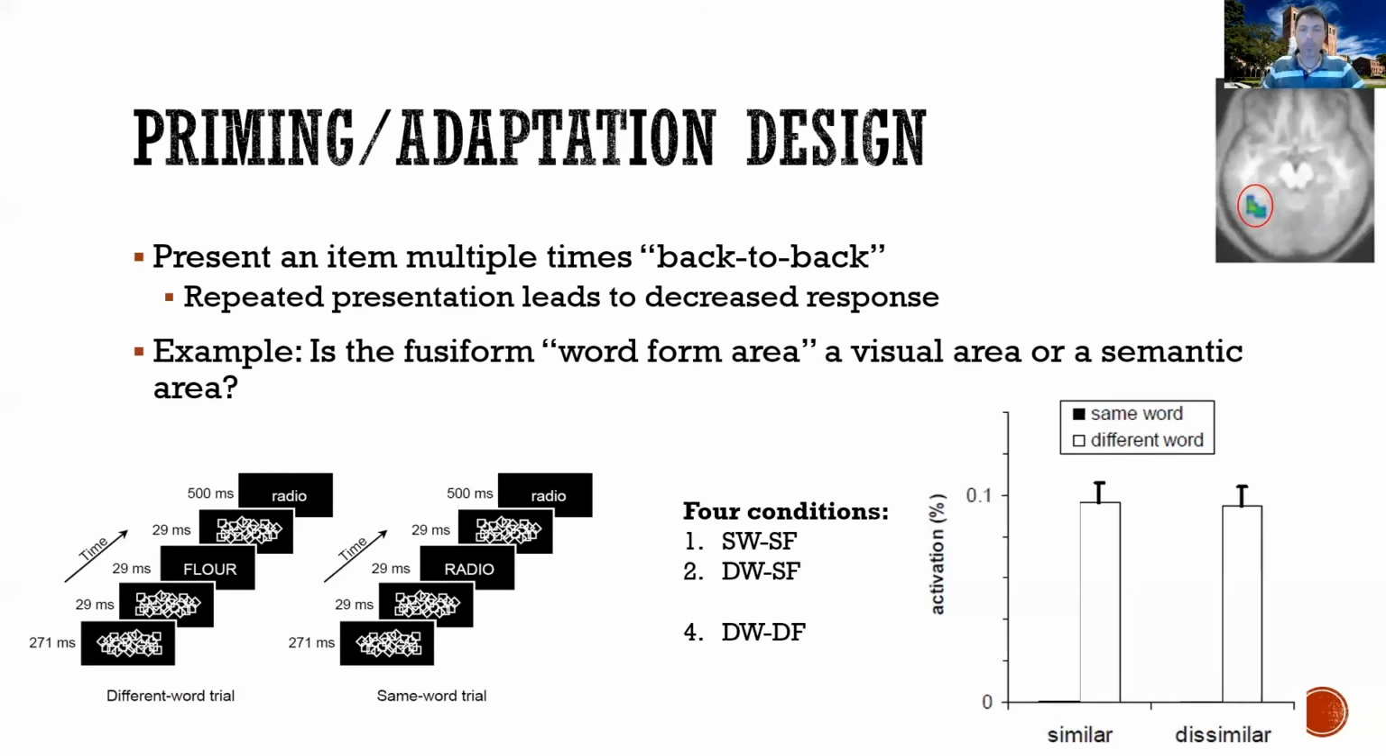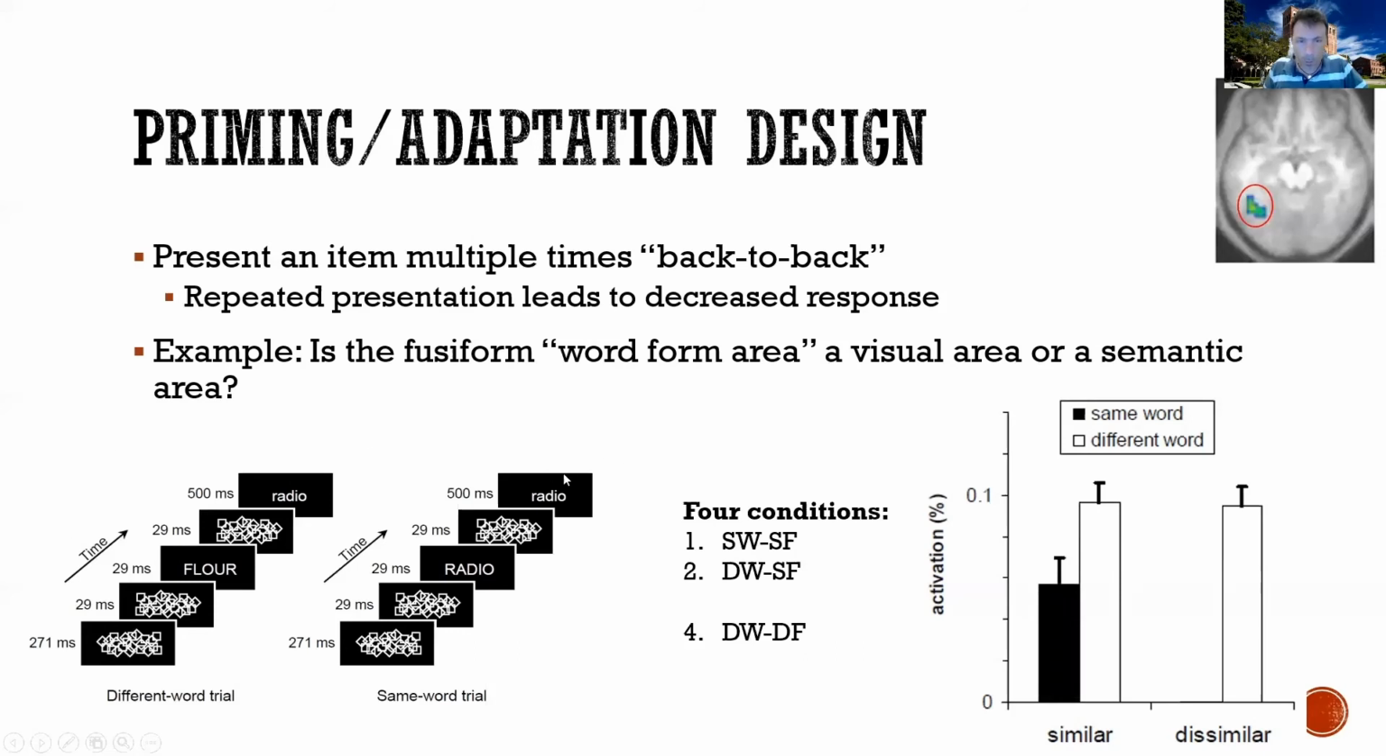Third condition, same word, same font. So that would be uppercase radio as the prime and uppercase radio as the final word. What do you expect to see here? Well, whether the fusiform is a visual area or a semantic area, these two words, when they're both uppercase, mean the same thing. They have the same font. So it's the exact same line. So regardless of which theory you believe, we have to see priming in this condition. And that's exactly what we see.